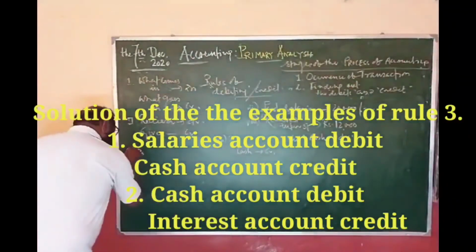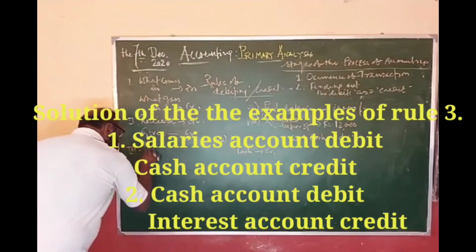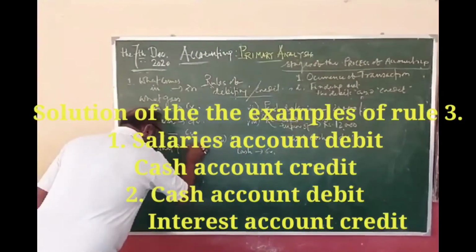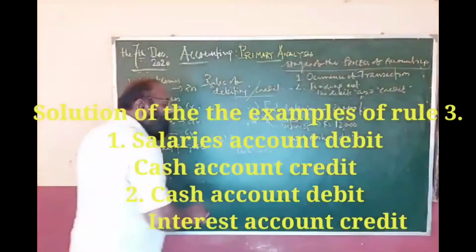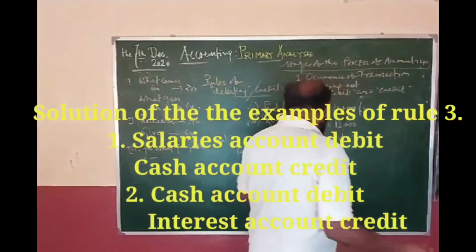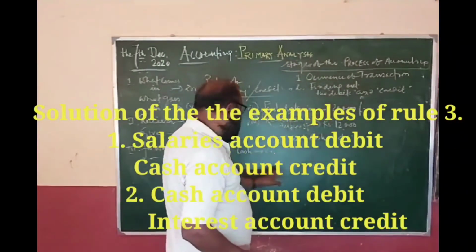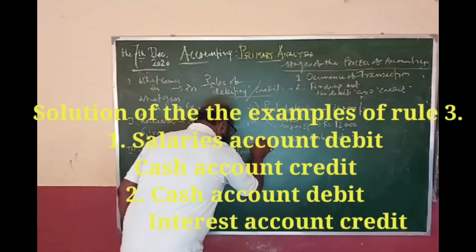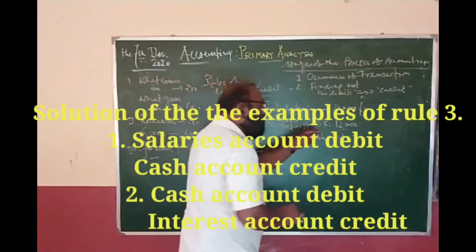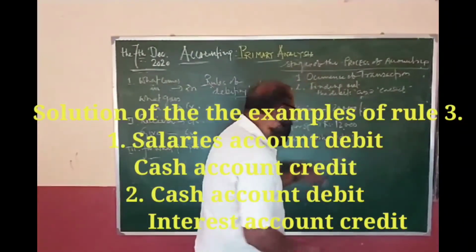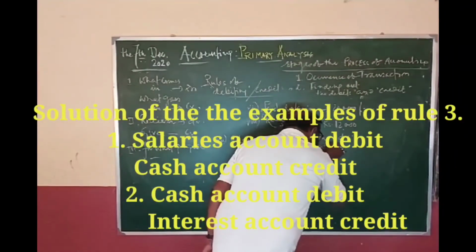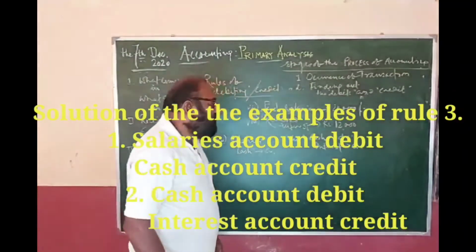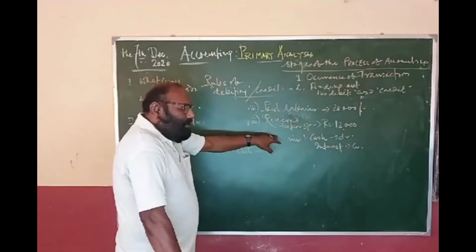Then the third rule is, for what purpose? For what purpose am I giving? I am giving cash. For what? For salary. So salary is debit. And here I am getting an amount. For what purpose? For interest. So in that way we have to solve this problem.